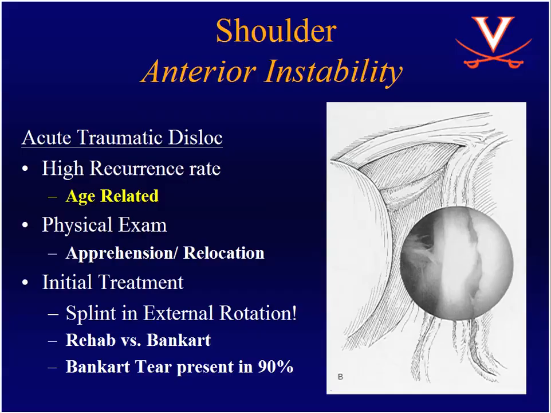Well, let's talk about TUBS first. With acute traumatic dislocation, the recurrence directly correlates with the patient's age. The younger, the more likely they have a recurrence. So the biggest complication rate with shoulder instability is recurrence, particularly in young patients. And those recurrence rates in teenagers and young adults approach 80 to 90%. So that's a very high recurrence rate.